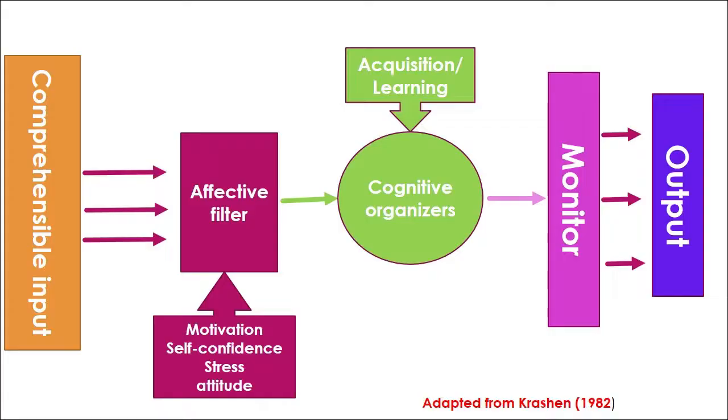The following figure presents a summary of Krashen's monitor model. It shows that the comprehensible input has to go through the affective filter and then be sorted out by cognitive organizers, which determine whether to use acquisition processes or learning processes to store the internalized intake. Finally, the monitor works as an editing device whenever the learner wants to produce some language output.